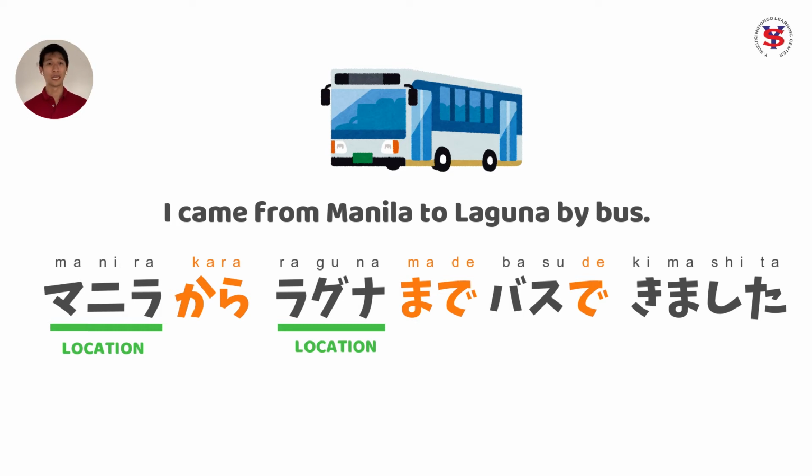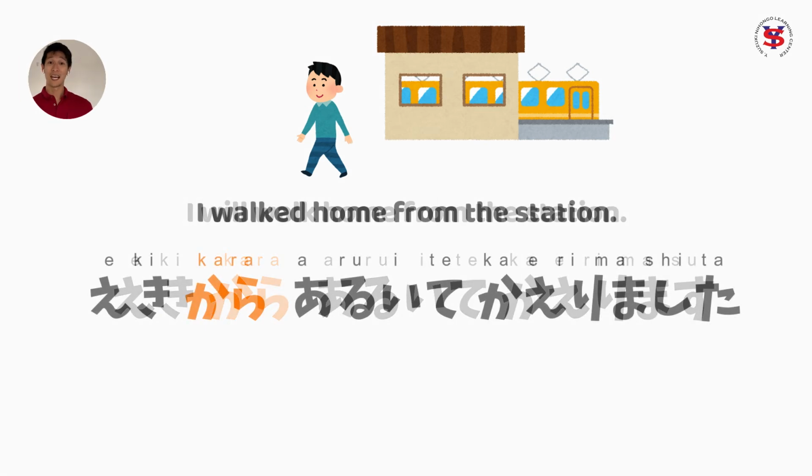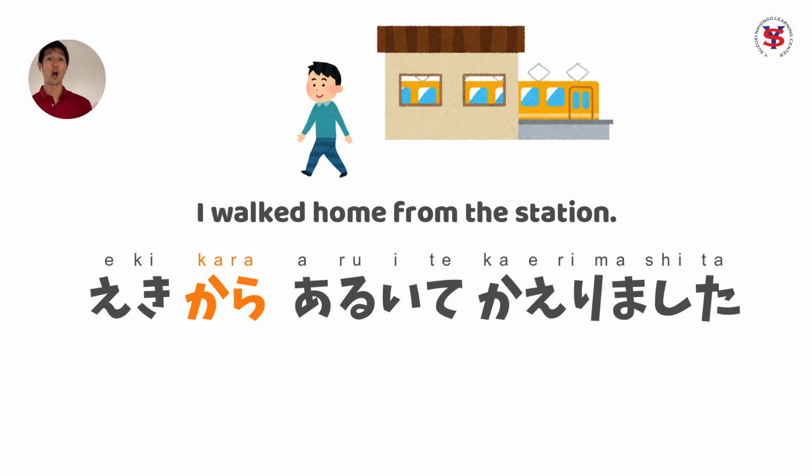Now, kapag kaeru or pauwi yung movement verb natin, hindi na natin kailangan banggitin kung saan tayo papunta dahil understood na pauwi tayo. So, let's say we want to say, I will walk home from the station. We say, 駅から歩いて帰ります. 駅から歩いて帰りました, for I walked home from the station.